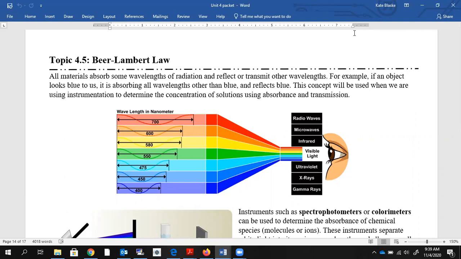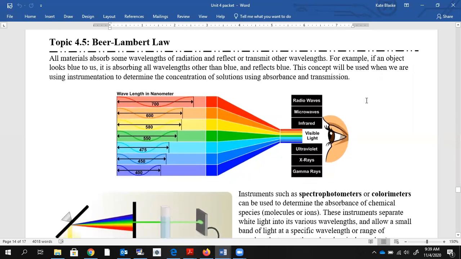Last topic of section of Unit 4 today is the Beer-Lambert law. So we've been talking about how different wavelengths of light can affect molecules. This time, we're going to be talking about using different wavelengths of light, especially visible light, to help us determine the concentration of a solution. So we already know what is there, but now we want to know how much is there. So this concept is based on the idea of absorption and transmission.